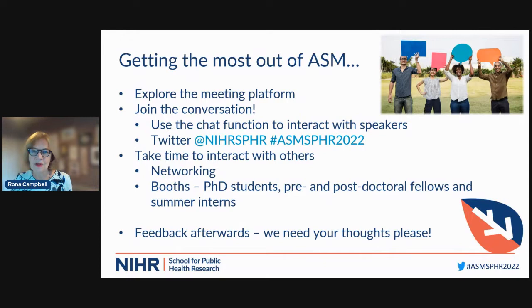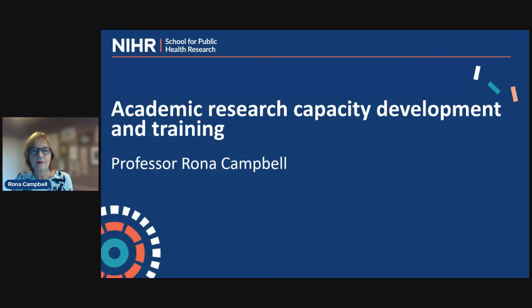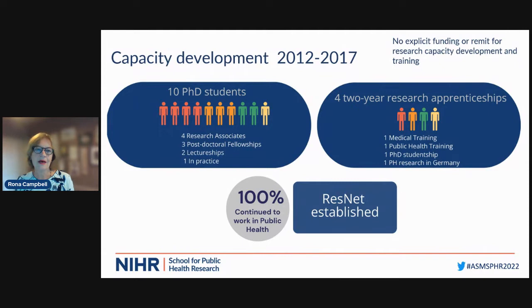So as I said, I was just going to outline a little bit of our research capacity development program. And because we're celebrating 10 years, I just wanted to start by mentioning what happened in the first quinquennium, where in fact we had no explicit funding or remit for research capacity development, but nevertheless, we thought it was incredibly important. And so the members at that time managed to leverage 10 PhD students. And you can see what happened to those PhD students in the lozenge there. And we also started piloting what we call two-year apprenticeship schemes, which was the precursor to our now pre-doctoral fellowships. And you can see there what those folk went on to do.